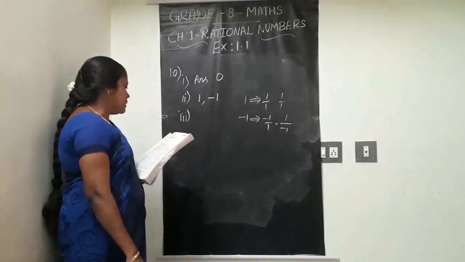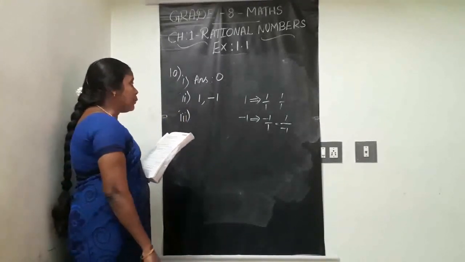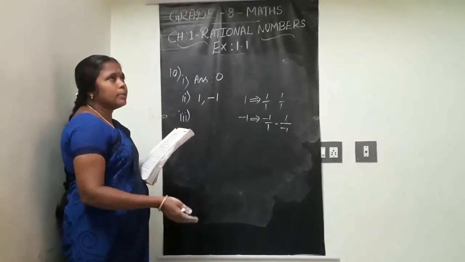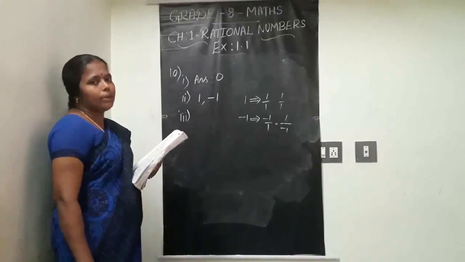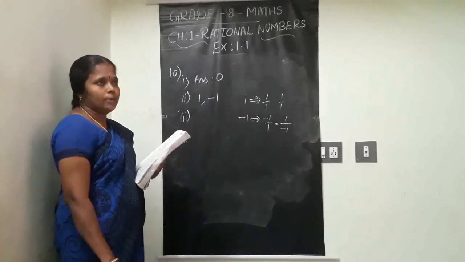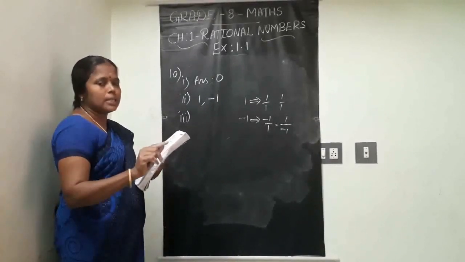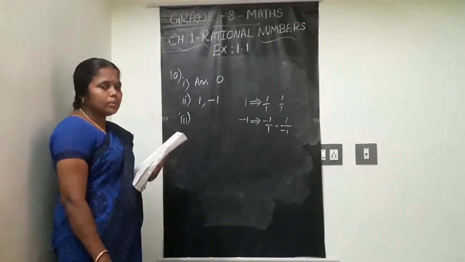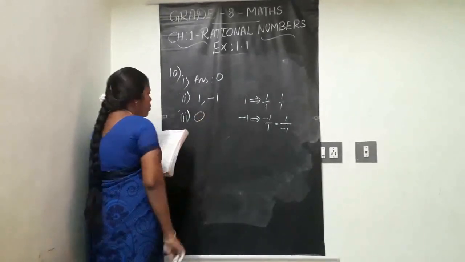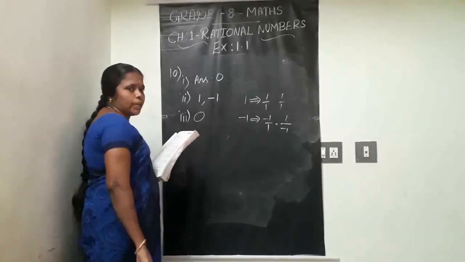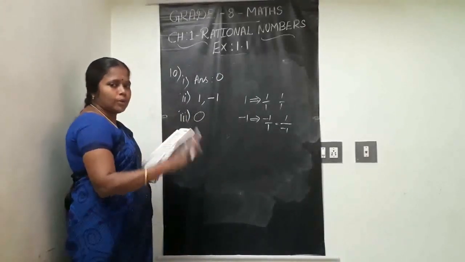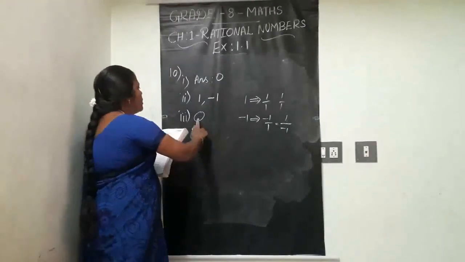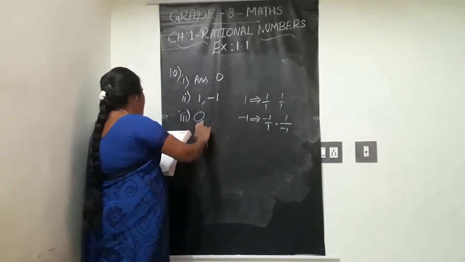The rational number that is equal to its negative. Negative is nothing but additive inverse. Which number is equal to its additive inverse? This is the question. The number is equal to its negative. Which number? 0. Why? 0 has no sign. So plus or minus, both are the same only for that number. Clear? So for this question, 0 is the answer.